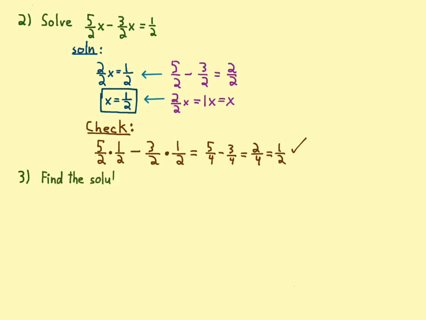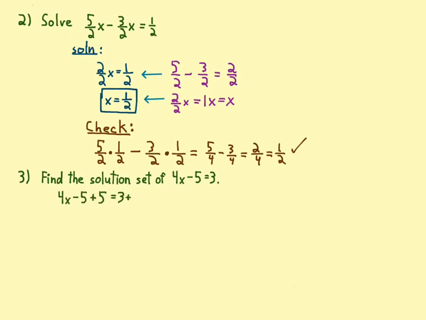Example 3, find the solution set. Remember, they said solution set here, so be very careful. In fact, when you enter your answers on these, you should always double check to see if they wanted the solution or the solution set. So it says find the solution set of 4x minus 5 equals 3.